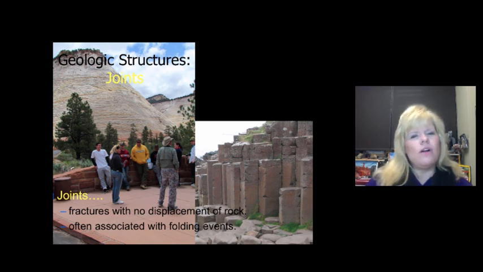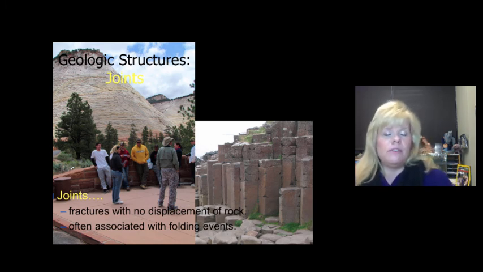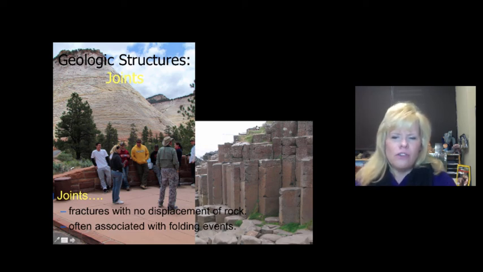There's been no faulting to actually move the joints yet. So a joint by definition is where a fracture occurs where there's no movement yet. Doesn't mean there won't be in the future. Joints are often associated with some type of a folding event. You've also learned about columnar jointing, if you recall, and columnar jointing is still a joint where there's been no movement yet, but there could be in the future.